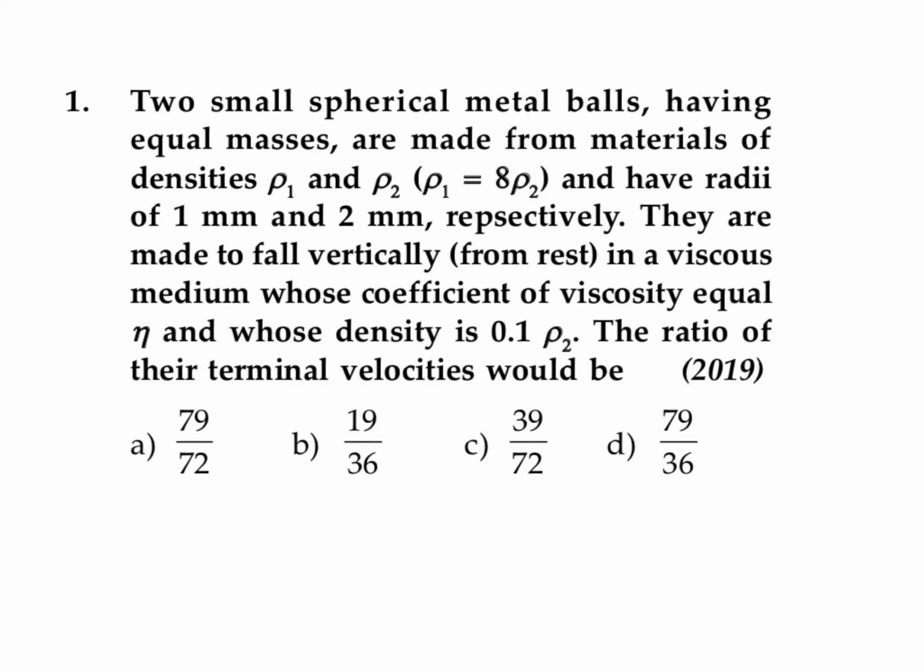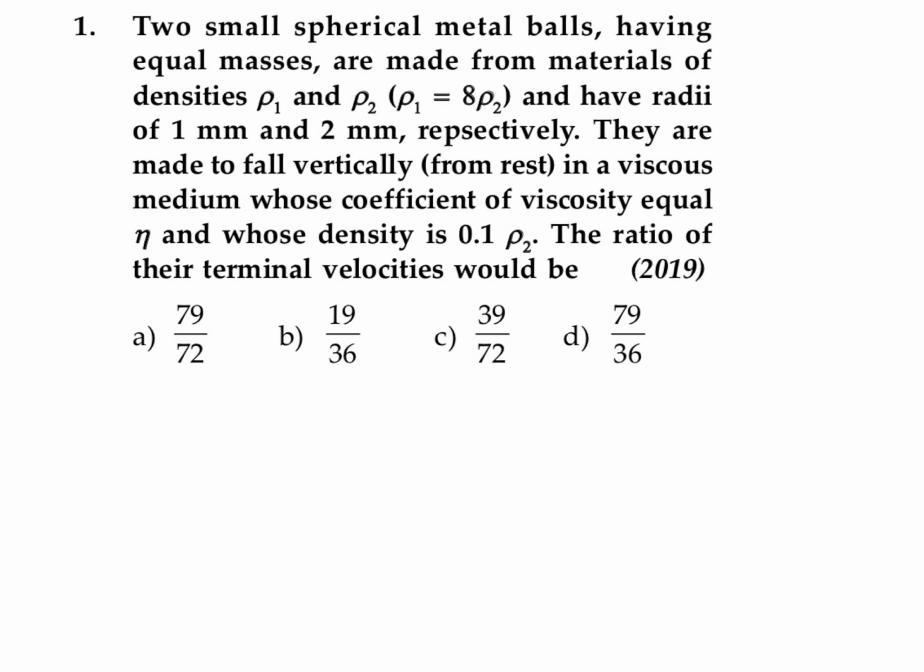It is given that two small spherical metal balls having equal masses are made from material of densities ρ1 and ρ2, and the condition is given as ρ1 is 8 times ρ2. So we can write density in the first situation is basically 8 times the density in the second situation, and they have a radius of 1 millimeter and 2 millimeter. So we can write the radius in the second situation is basically 2 times the radius in the first situation.